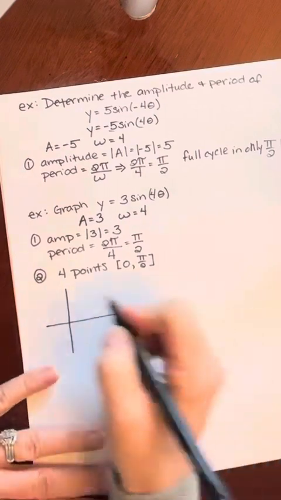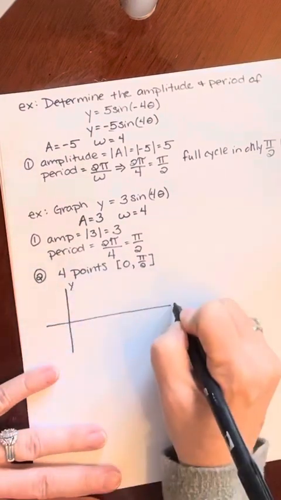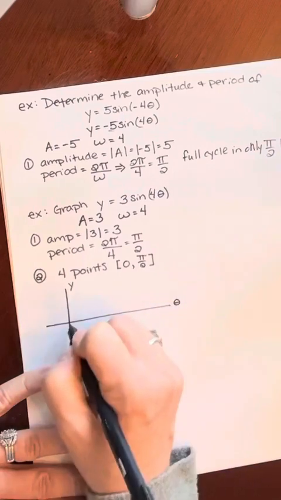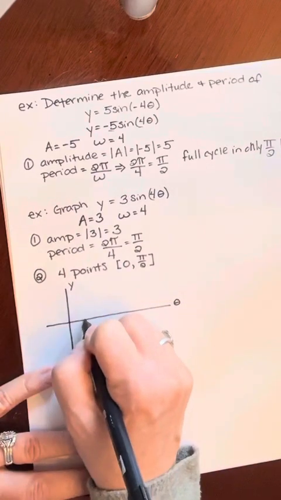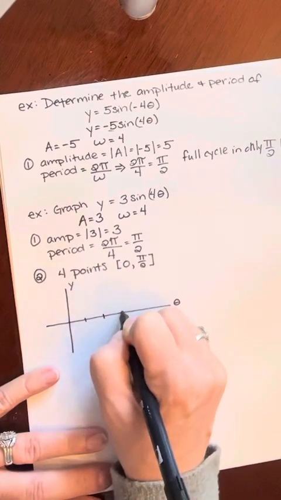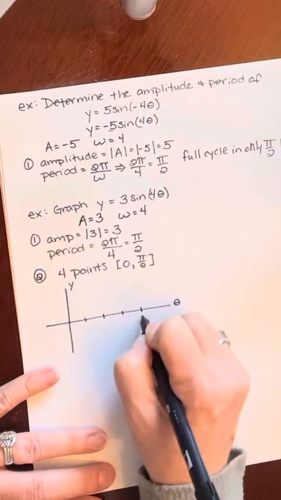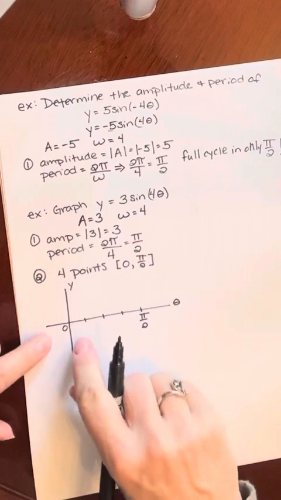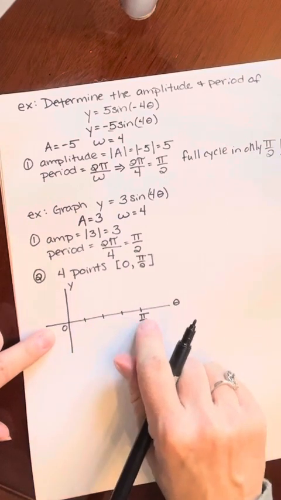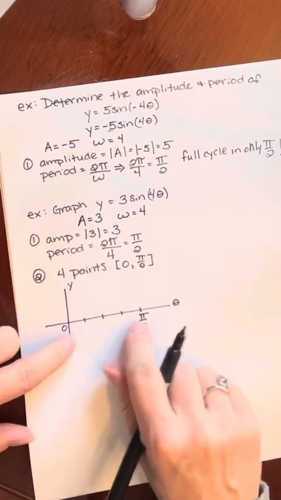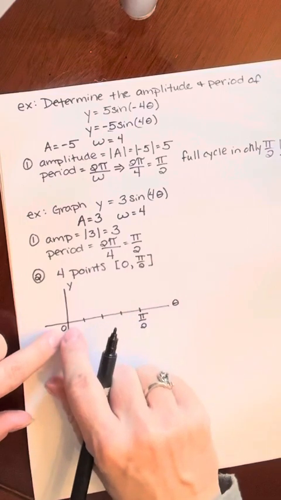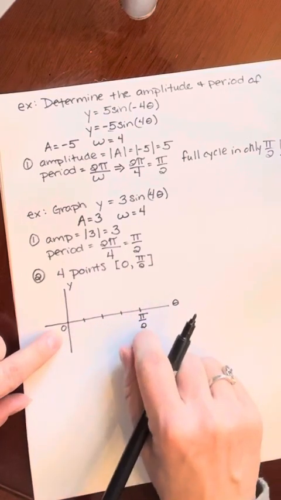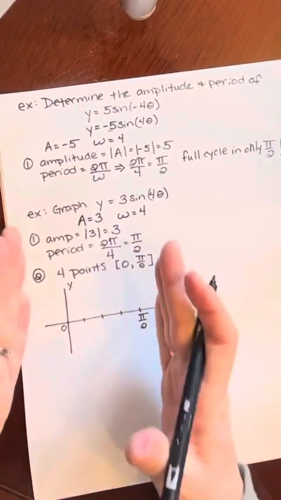Here we go. Here's my y-axis. Here's my theta. Here is 0. And then I need 1, 2, 3, 4. My fourth will be pi over 2. And we're starting at 0. So here's 4 points, 1, 2, 3, 4. We have 4 points on this part, the 0 doesn't count as one of the 4, but the pi over 2 does. This makes it easy to split.